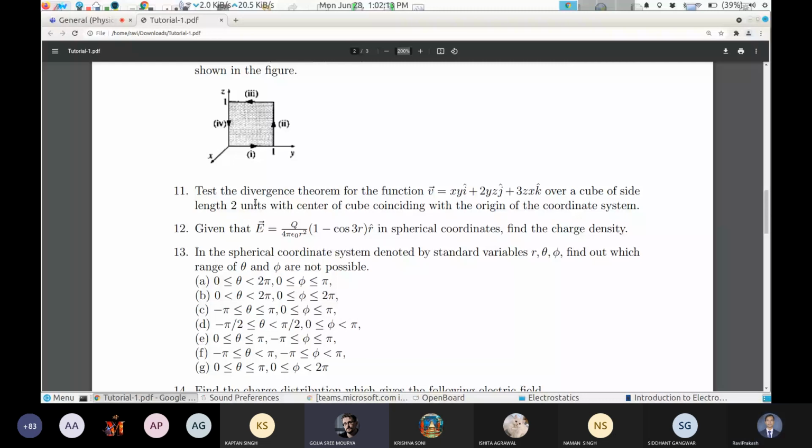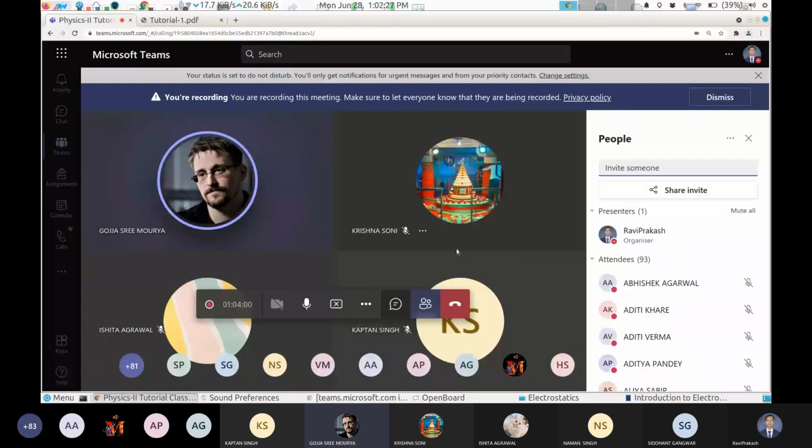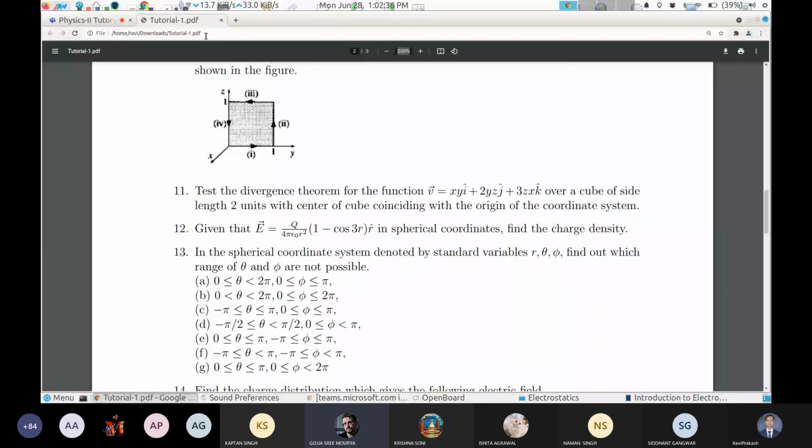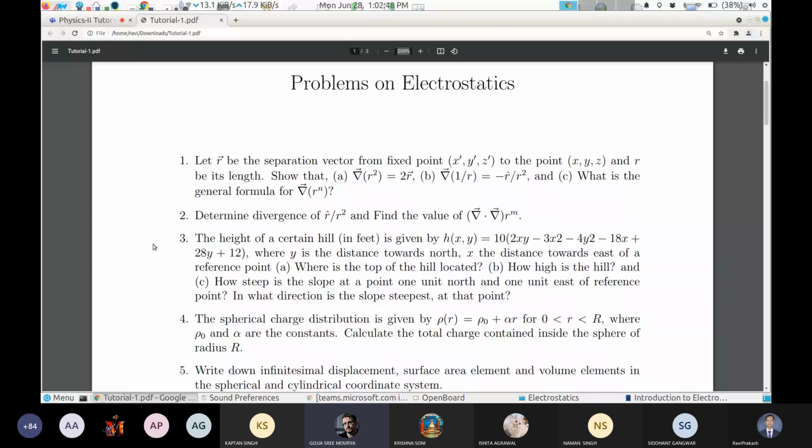Sir, in that function r hat by r square, it looks similar to the field created by positive charge. Right. Sir, then at r not equals to 0, we concluded that the divergence is 0. Sir, can we say that at r not equals to 0, there is no incoming or outgoing field, or there is no field itself?